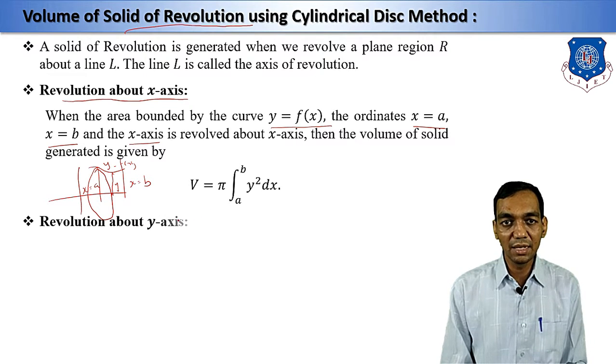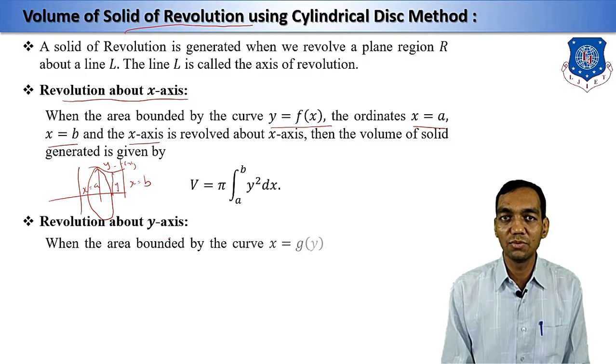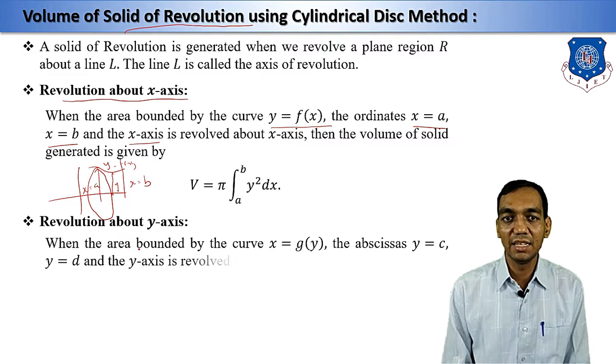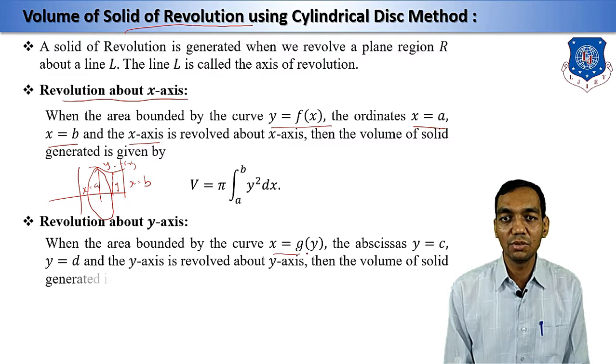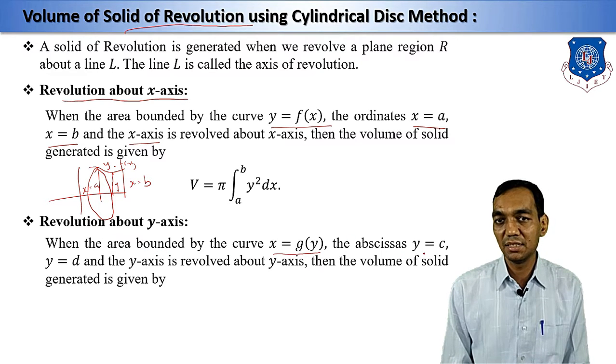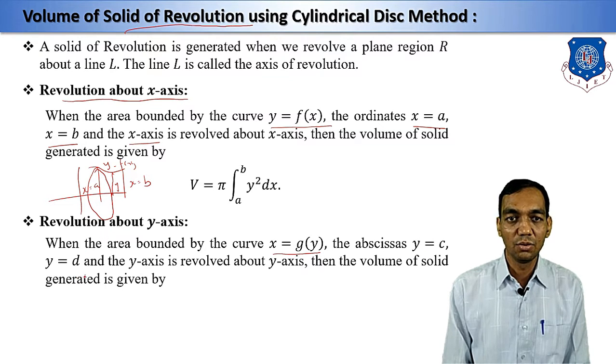Okay. Same manner, if you are taking the revolution about y-axis, then the area bounded by the curve x is equal to g(y) and between y is equal to c and y is equal to d. Okay.